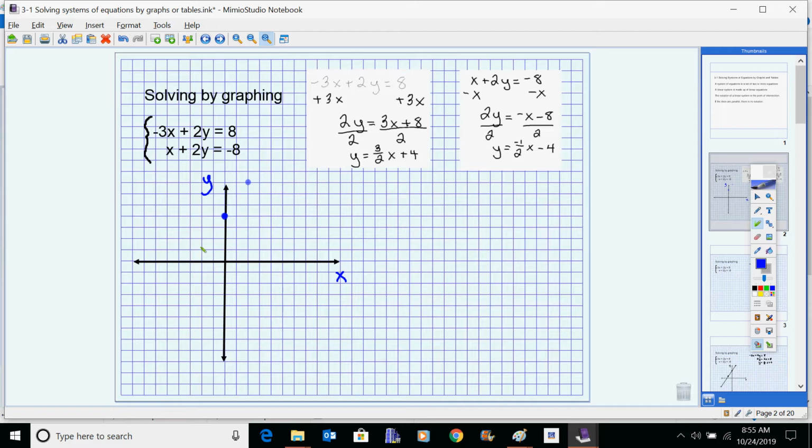Down 3, left 2. Good. Down 3, left 2. Wow, it's hard to see from here. Down 3, left 2. So we've got this. This is our nice starting line. So we've got this coming like here. You're going to make your nice straight line that goes through them all.